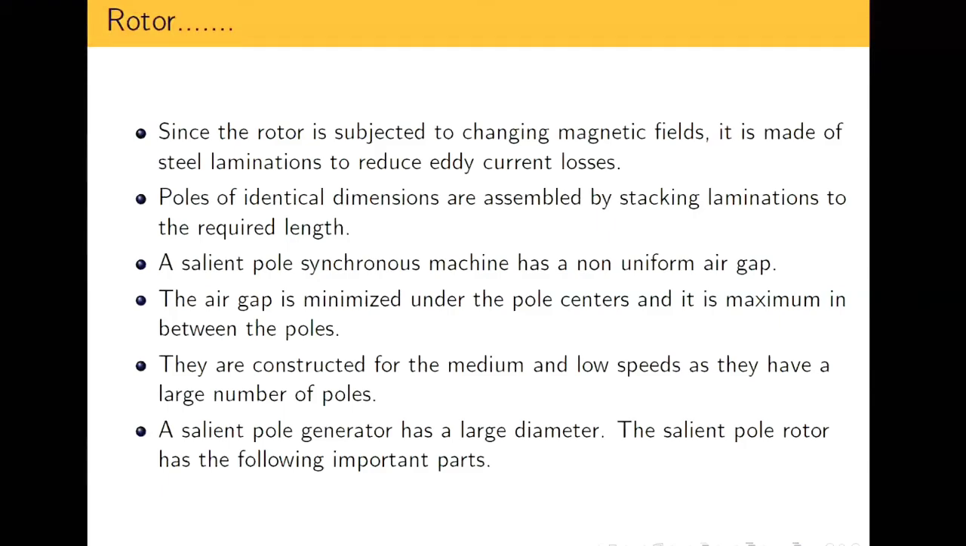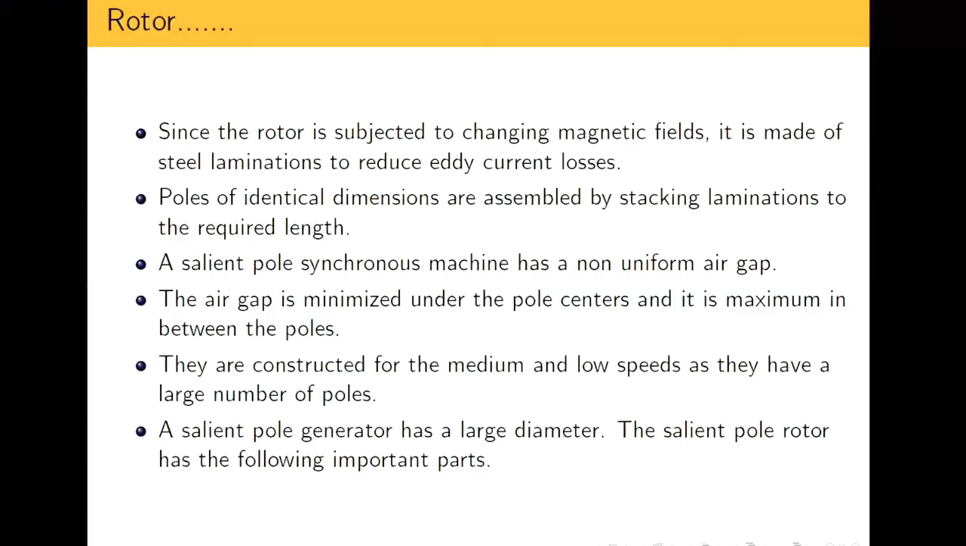Right, for a low speed motor, the size can be made large, therefore the diameter is increased. When the diameter is increased, the axis is reduced here. It is like a tire. A bus or lorry tire is a big tire, right? The tire has a small axis but a big diameter. That is how a salient pole rotor looks.